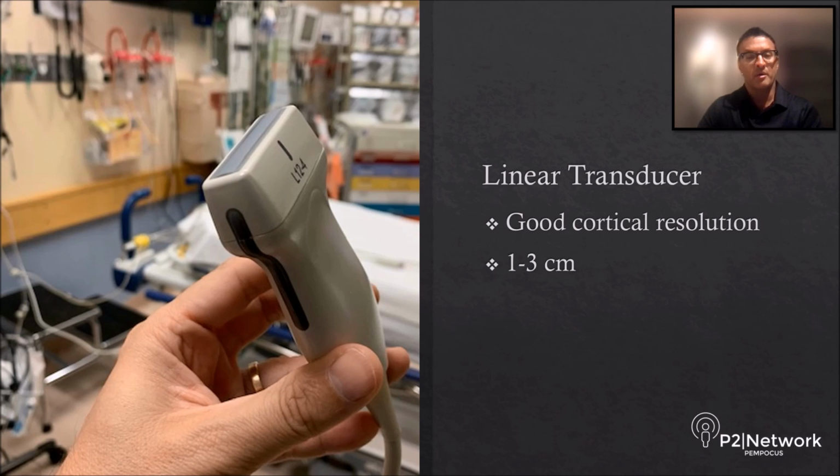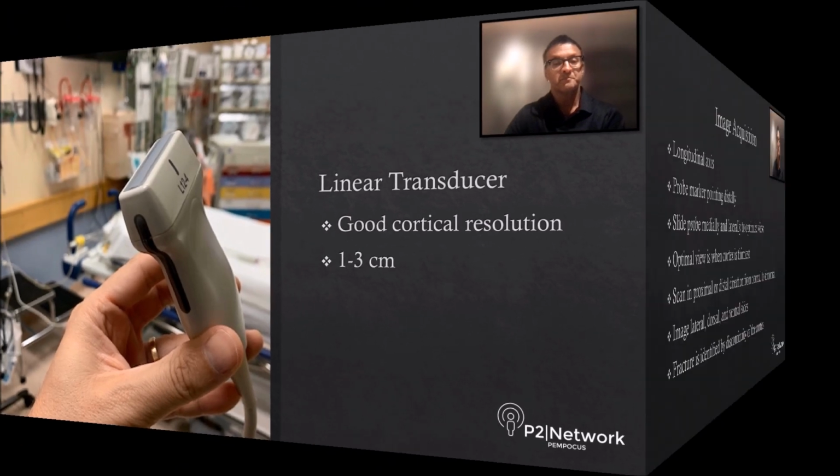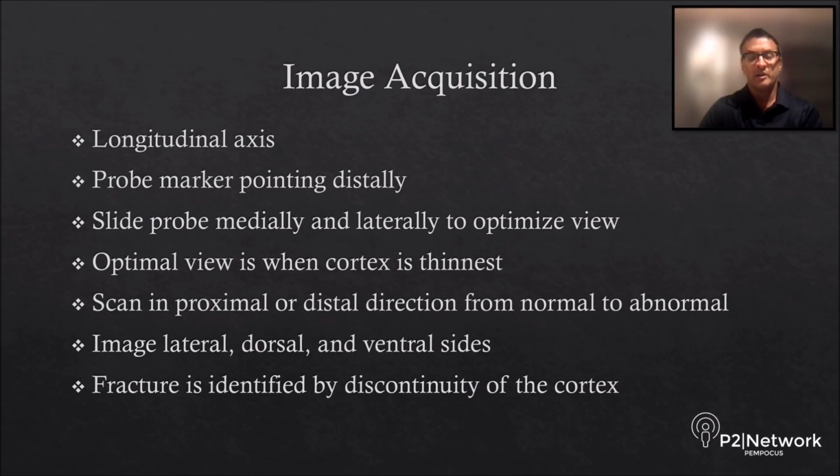So the important part about POCUS for fractures is that you need to use a linear transducer. Why? Because it has good cortical resolution. It generally has a depth of anywhere from 1 to 3 centimeters, sometimes even more. You're mainly going to be acquiring images in the longitudinal axis with your probe marker pointing distally. You're going to slide the probe medially and laterally because you want to optimize the view. How do you know when you have an optimized view? It's when your cortex is the thinnest. You want a nice, crisp bone cortex.